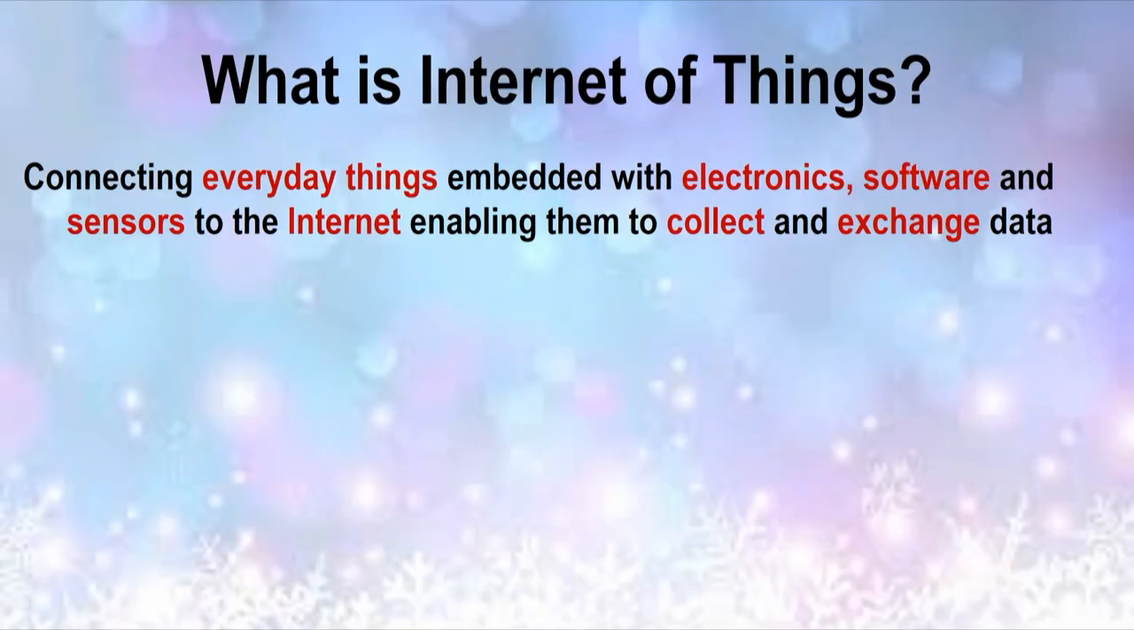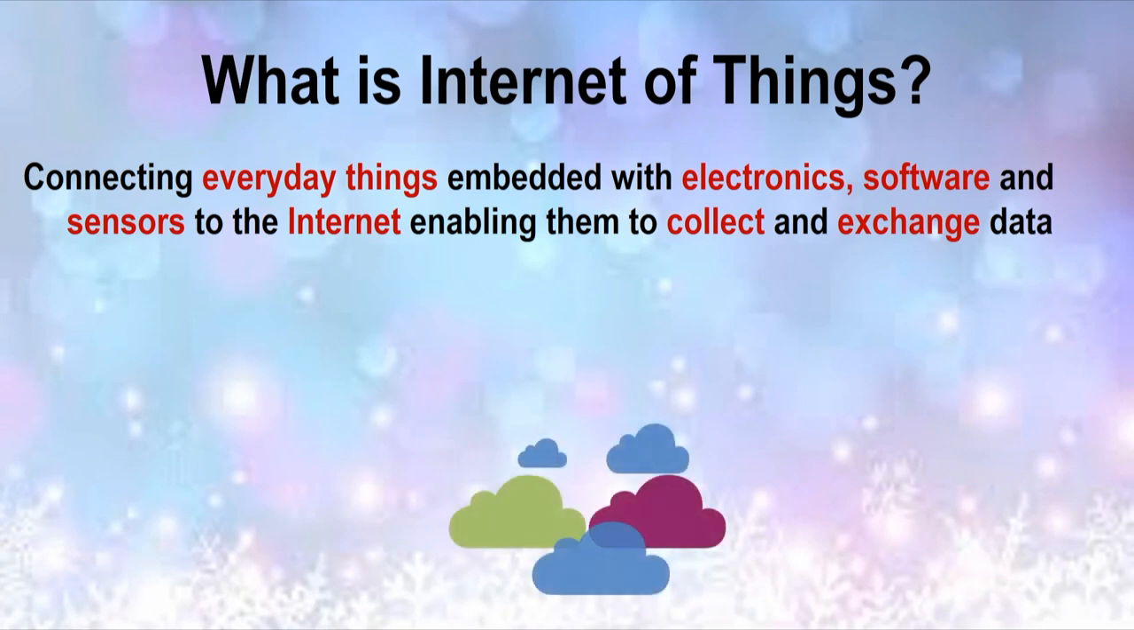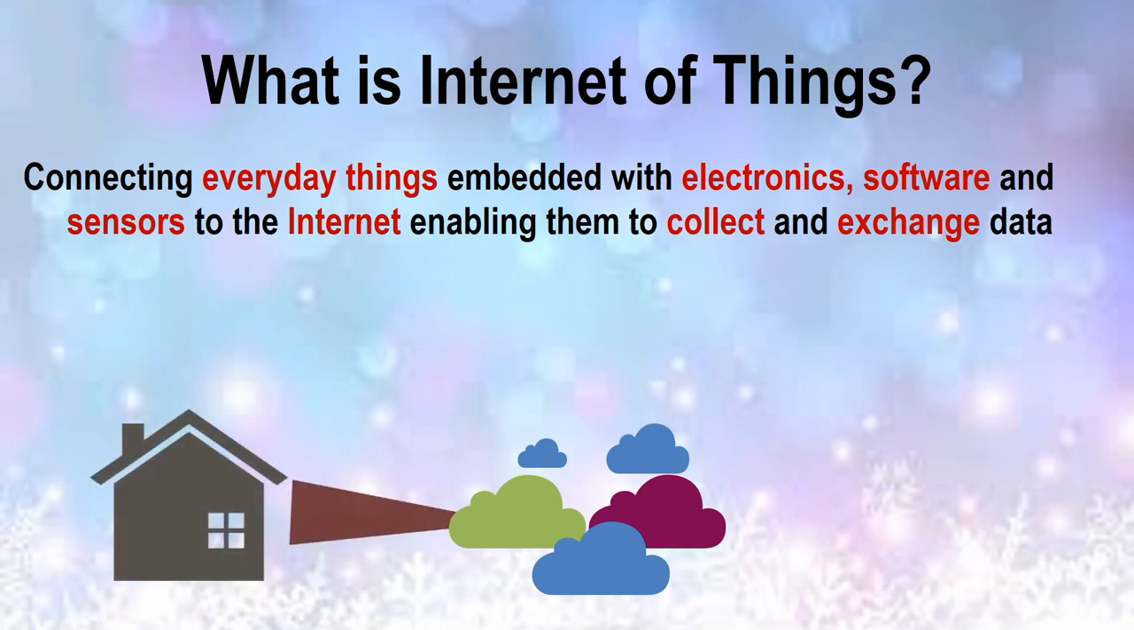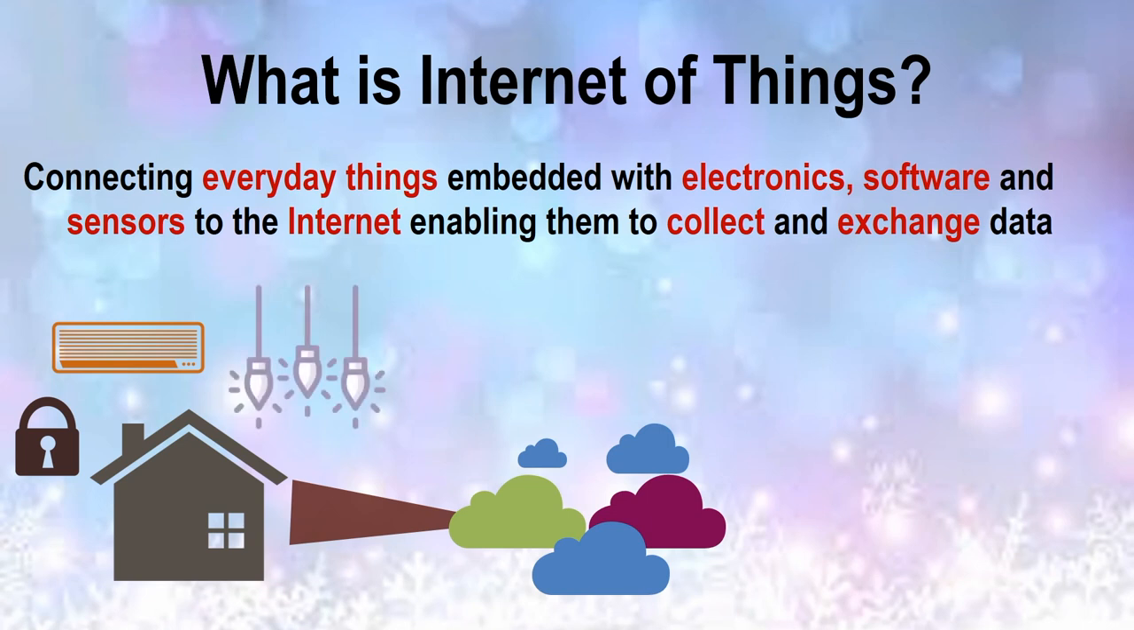Now, let us see what is the definition of Internet of Things. Internet of Things is connecting everyday things embedded with electronics, software, and sensors to the Internet, enabling them to collect and exchange the data. Let us take one example. This is a cloud, and cloud is the open platform, and it can be connected with all the objects. And I have my smart home, which have the smart door lock system, smart AC, and also the smart bulbs. And all these objects are connected to the cloud.